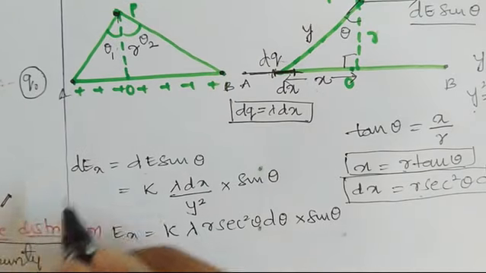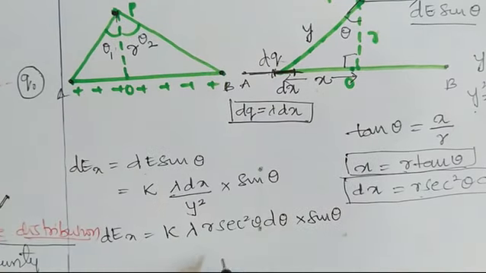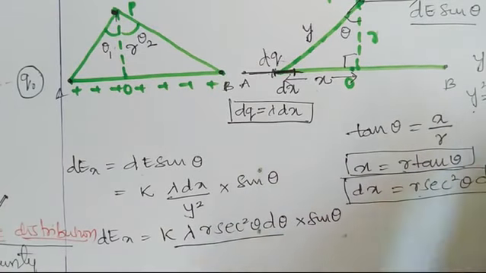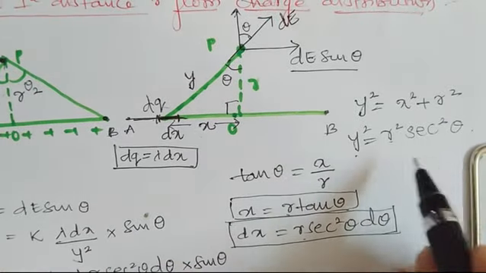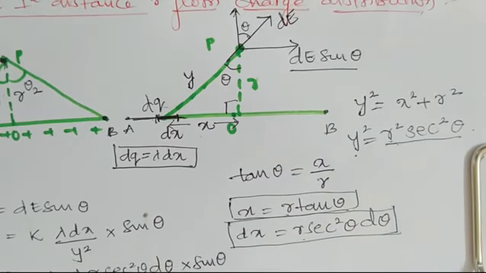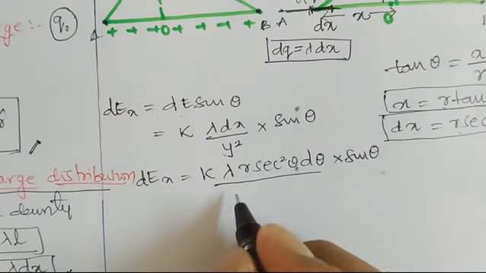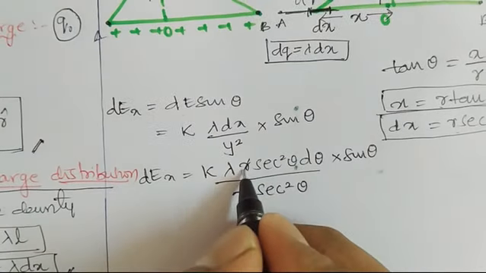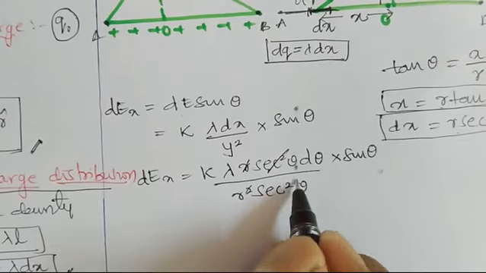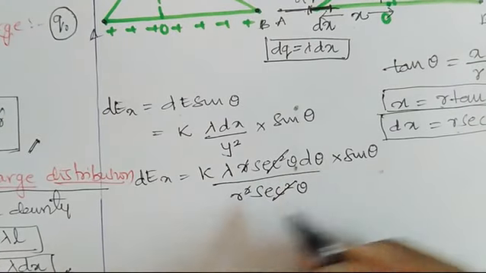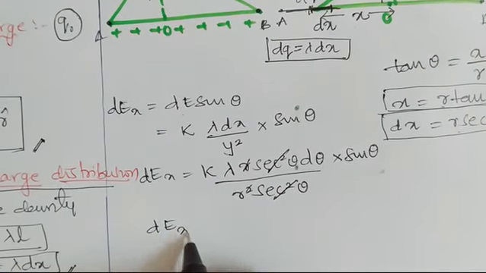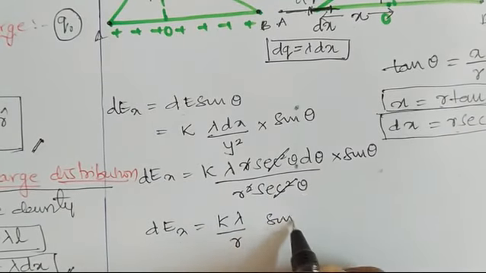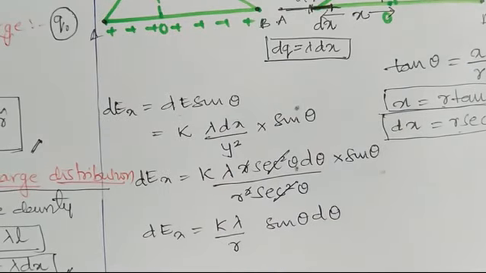This is the small electric field due to this portion, divided by y square. We have already derived y square as r square secant square theta. So now substitute this one. What will you get? R square secant square theta. Now r square gets cancelled, secant square theta gets cancelled. So this dEx can be written as K lambda divided by r, sine theta into d theta.